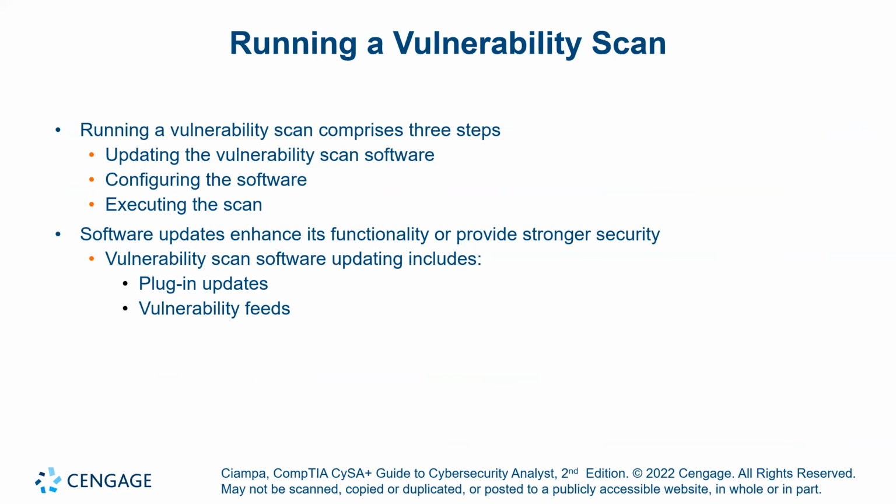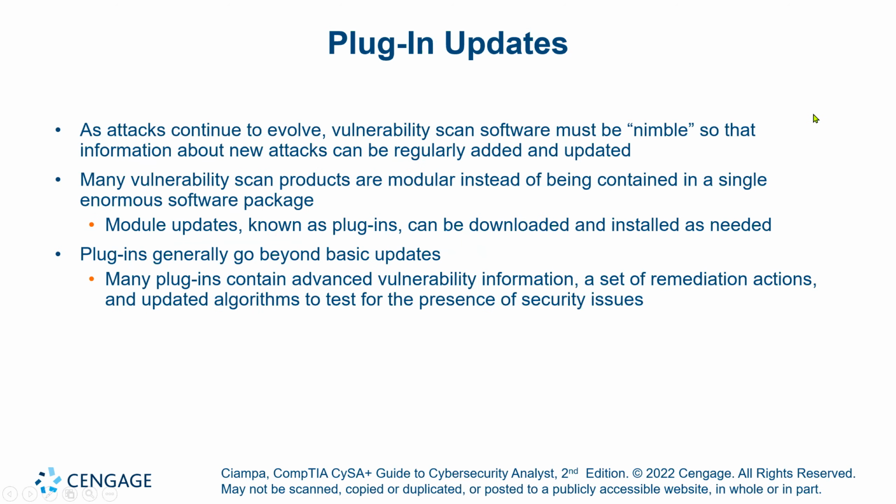Running a vulnerability scan. Running a vulnerability scan comprises 3 steps: updating the vulnerability scan software, configuring the software, and executing the scan. Software updates enhance its functionality to provide stronger security. Vulnerability scan system updating includes plugin updates and vulnerability feeds. Plugin updates. As attacks continue to evolve, vulnerability scan software must be nimble so that information about new attacks can be regularly added and updated.